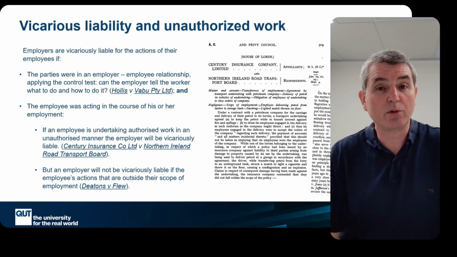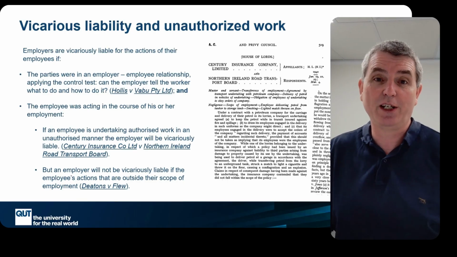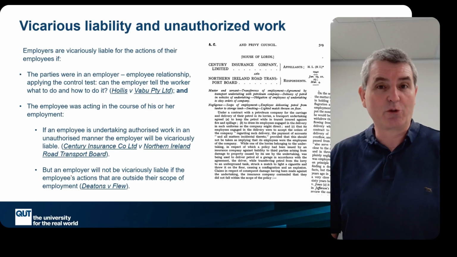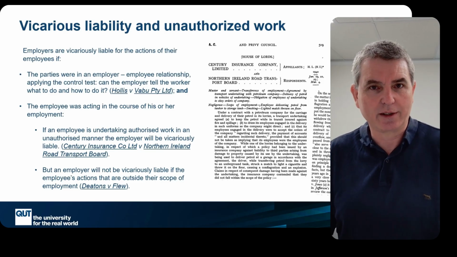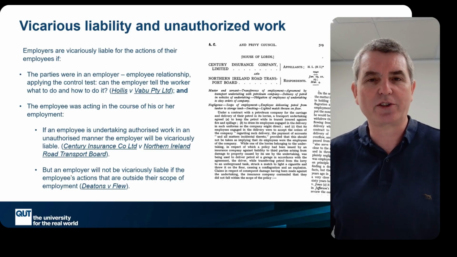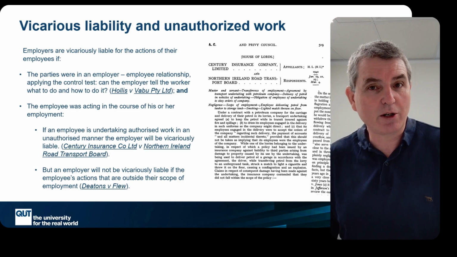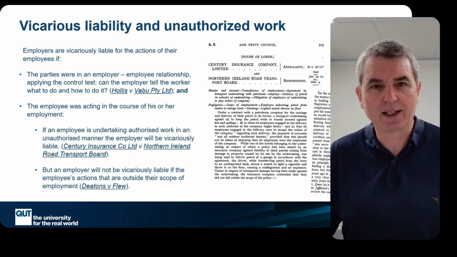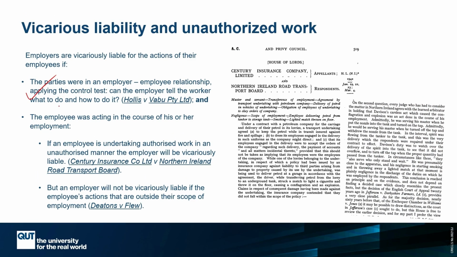And to do this, we've got to understand the difference between authorised work done in an unauthorised manner and unauthorised work. And we've got the case here of Century Insurance and Northern Ireland Road Transport Board to help us out. Let's have a look. So we already know that we apply the control test to see if there's an employer-employee relationship. Once we've done that, we look at what the employee actually did, and we've got to ask, were they acting in the course of their employment?